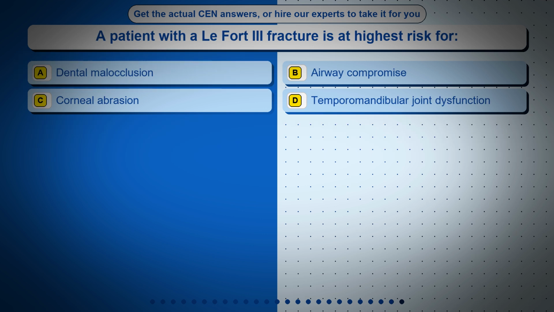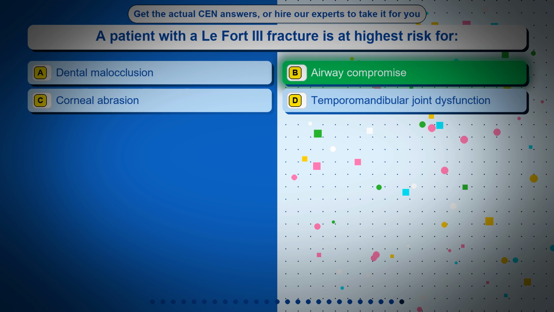Question 24. A patient with a Le Fort 3 fracture is at highest risk for: Option A, dental malocclusion. Option B, airway compromise. Option C, corneal abrasion. Option D, temporomandibular joint dysfunction. The correct answer is option B, airway compromise.